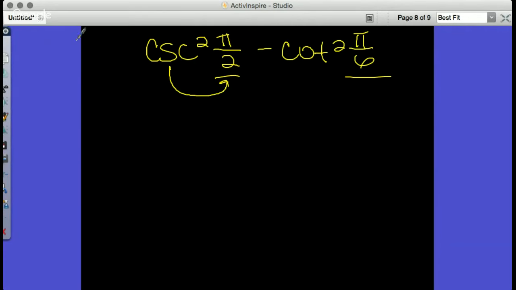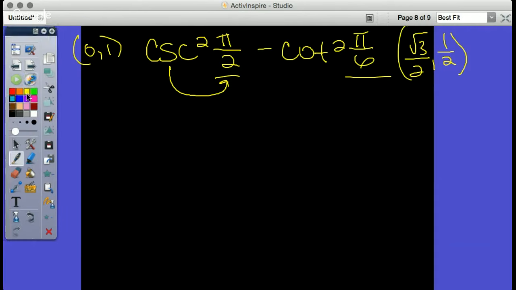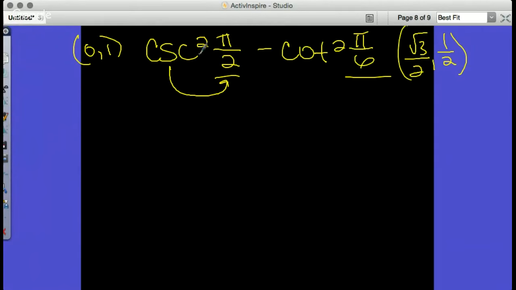Well, the point at pi over 2 would be (0, 1), right? And the point at pi over 6 would be (square root of 3 over 2, 1/2). Now, why is that important? When I do the cosecant of pi over 2, I know cosecant is the reciprocal of sine. So I take 1 and put 1 over 1, which is the same thing. Does that make sense? Are you with me so far? So this would be 1.